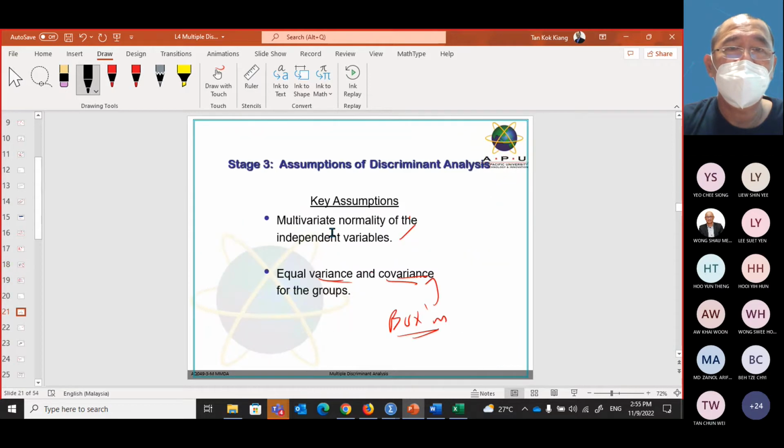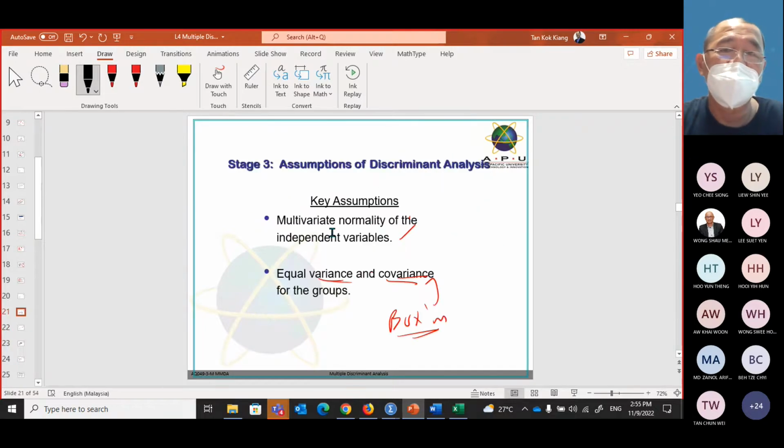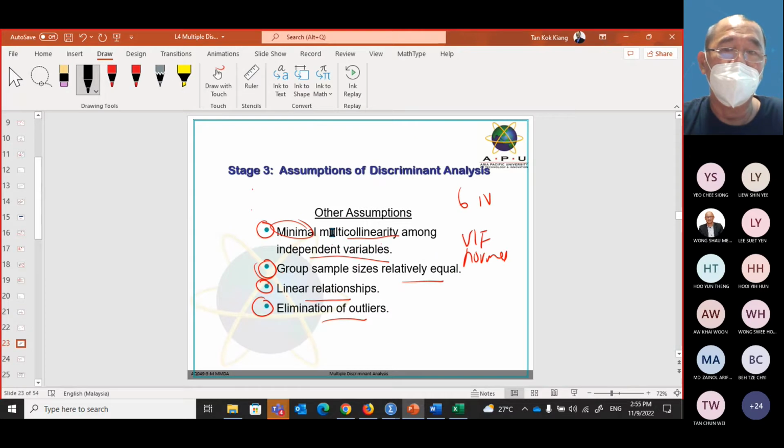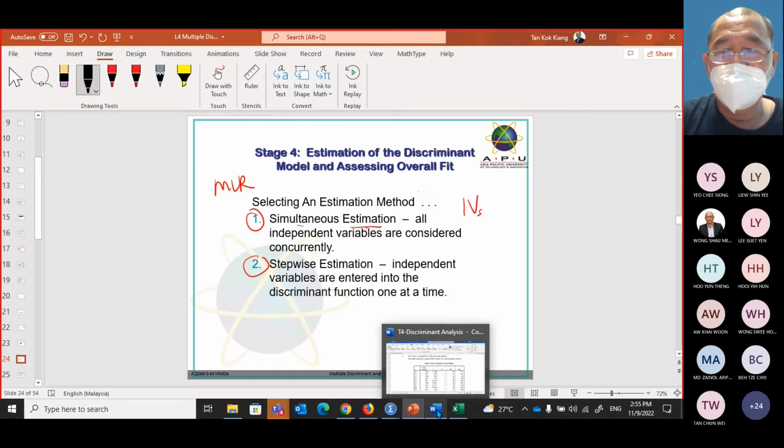I think the assumptions are here. Multivariate normality, and then equal variance. Therefore 2, altogether 6. The key ones we can use are Mahalanobis and Box's M. Then multicollinearity and group sample size. So here there are 6 assumptions. Okay, we see next.